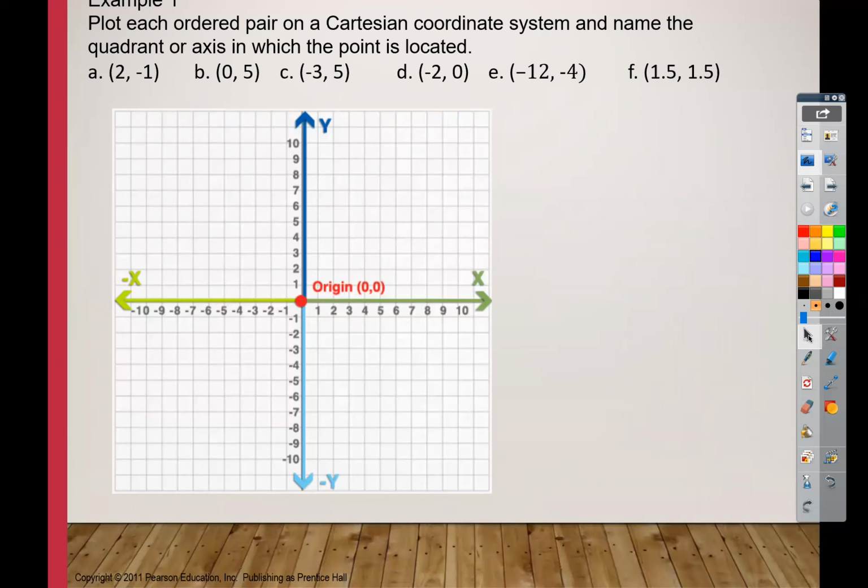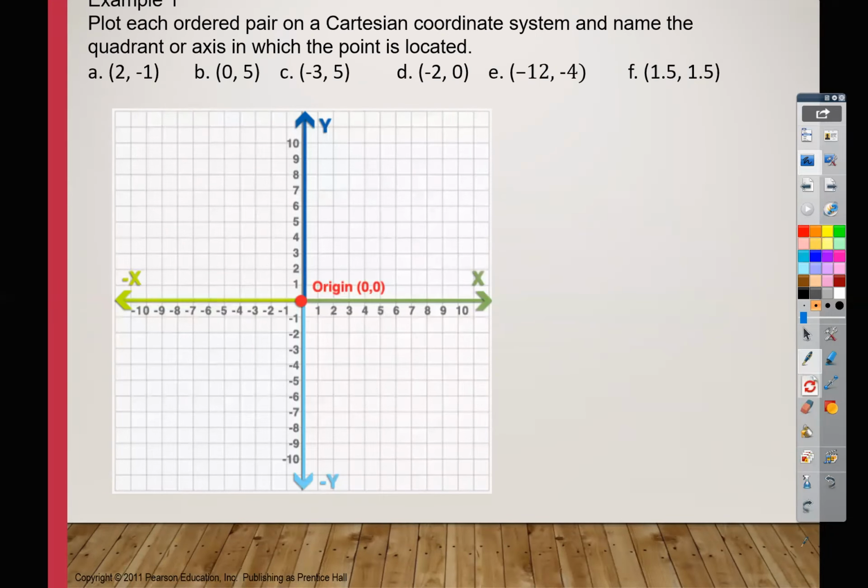All right, so example 1 says plot each ordered pair on a Cartesian coordinate system and name the quadrant or axis in which the point is located. So the first one we've got (2, -1) is in the fourth quadrant. So this is quadrant 1, 2, 3, and 4.